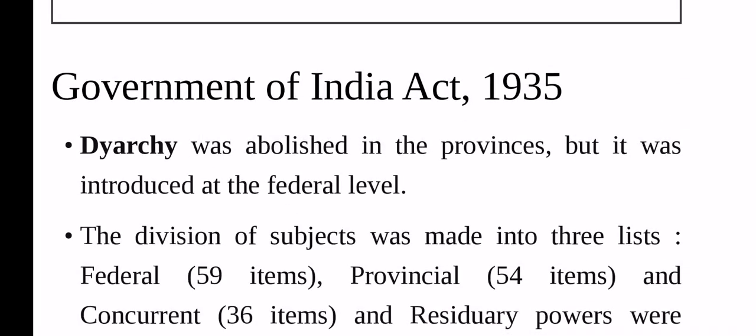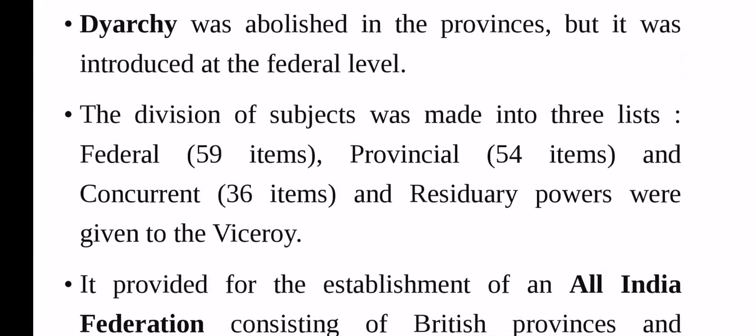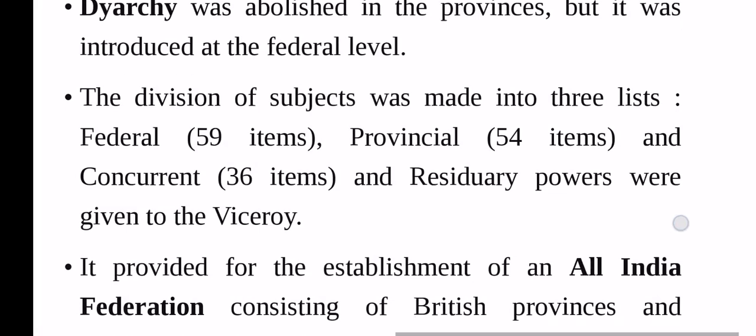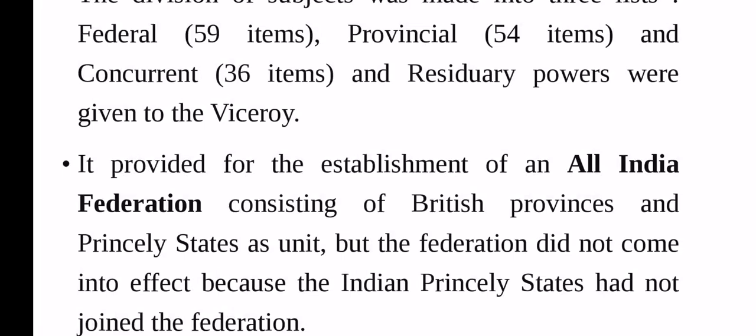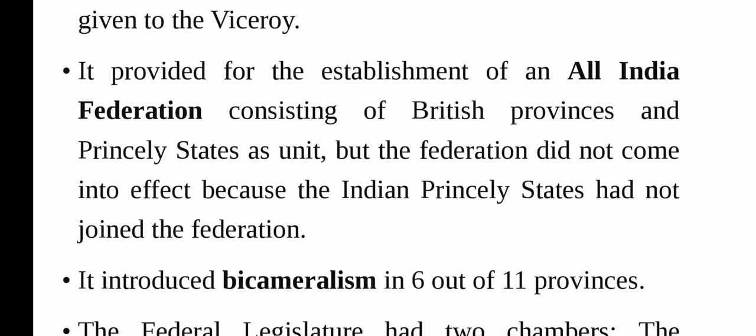Diarchy was abolished in the provinces, but it was introduced at the federal level. The division of subjects was made into three lists: federal 59 items, provincial 54 items, and concurrent 36 items, and residuary powers were given to the viceroy. It provided for establishment of an all India federation consisting of British provinces and princely states as units, but the federation did not come into effect because the Indian princely states had not joined the federation.